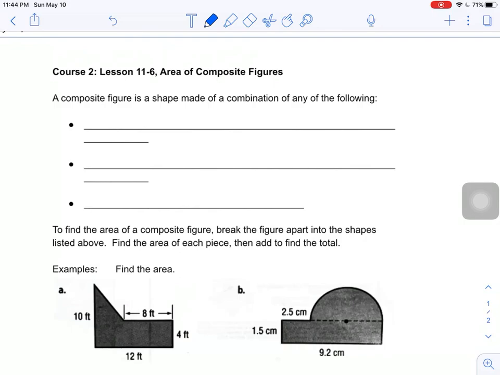Today you are going to work with finding the area of something called a composite figure. A composite figure is a shape that is made up of combinations of other shapes. So a composite figure could have any of the following in it.